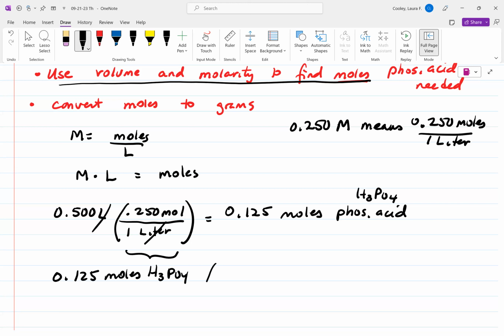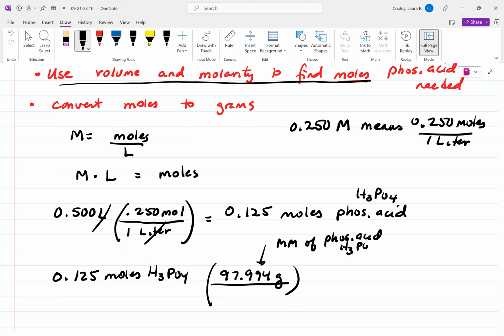And I'm just going to tell you what the molar mass is. The molar mass of phosphoric acid, H3PO4, is 97.994 grams per 1 mole. And now you multiply this out, you get 12.2 grams.